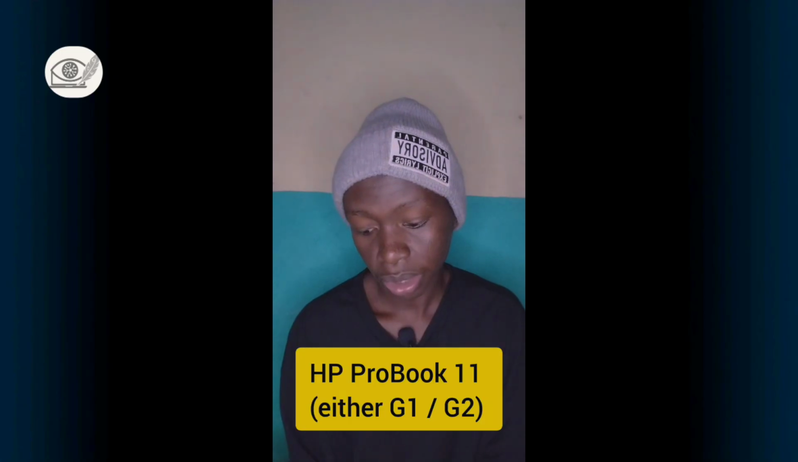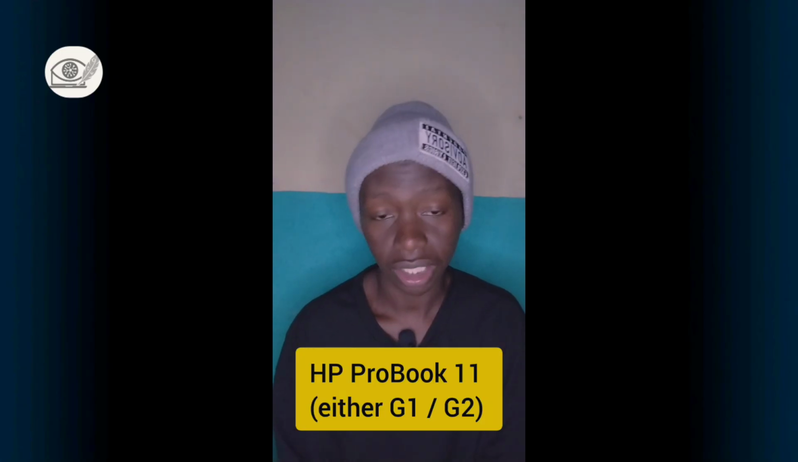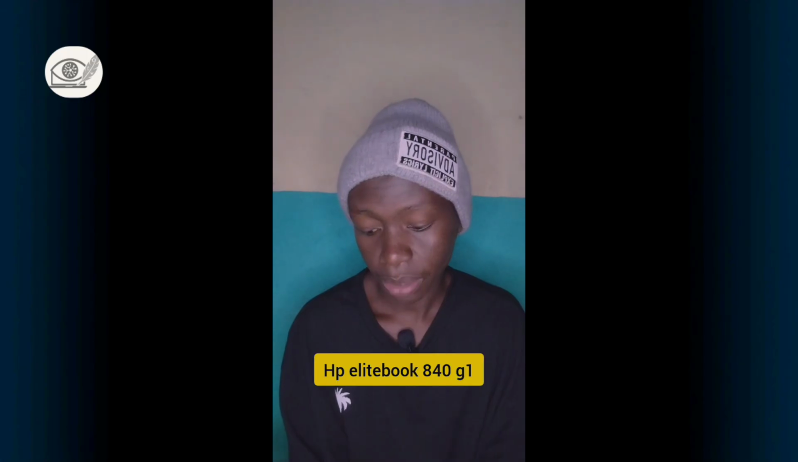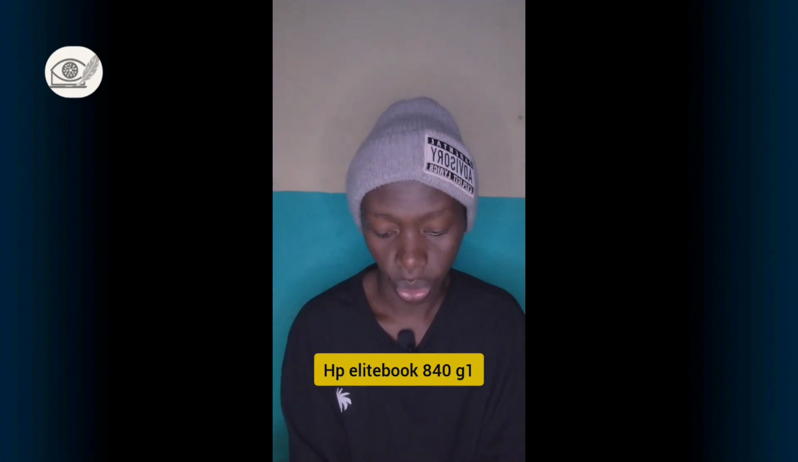And now the 5th one and the 6th one, which I found it difficult to just put them on the list, because the 2 laptops have HDD type of storage. But if you can get the laptops with the SSD type of storage, then it's a good option to consider them before buying. Now there is HP ProBook 11, that is G1 or G2. There is the 6th one, HP EliteBook 840 G1.